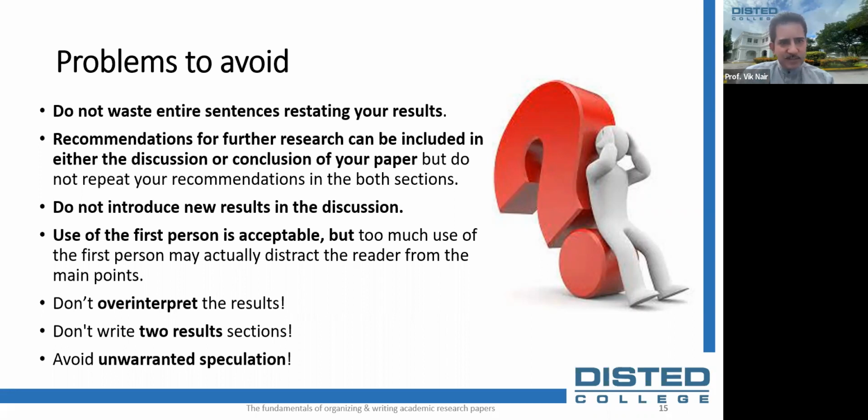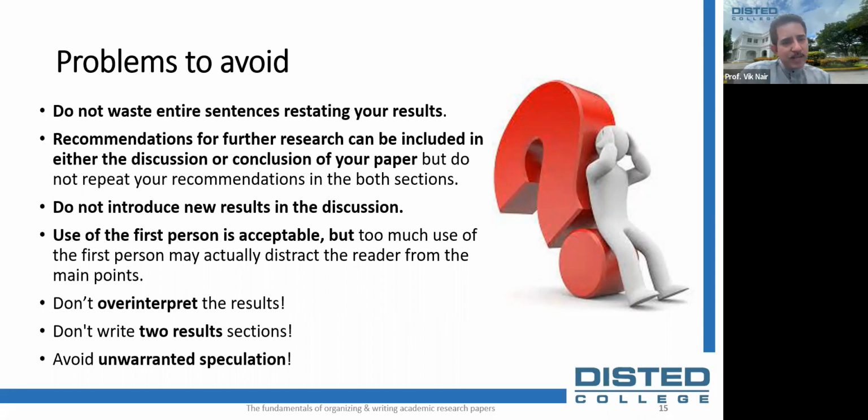Use of the first person is acceptable, but not too much. In most research, you don't use I or we as the first person. You write it in the second or third person. Too much of the first person sometimes will distract the reader, but it depends. In qualitative research, the tendency is to use it that way. So it depends on the publication.